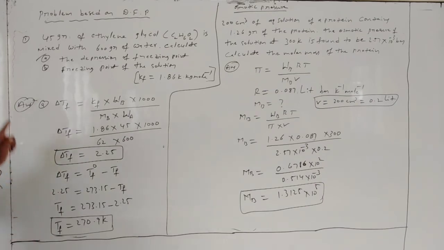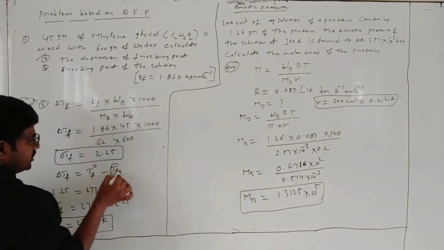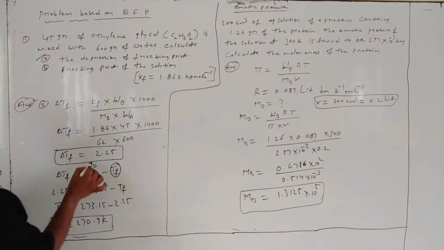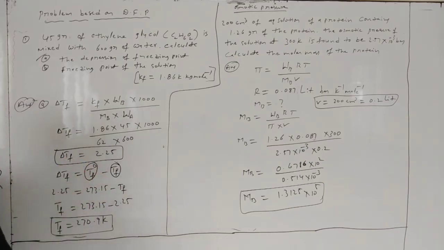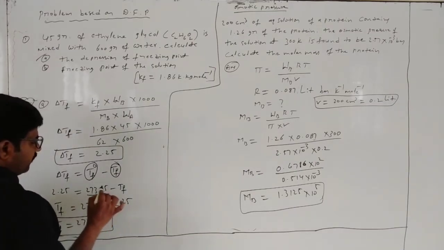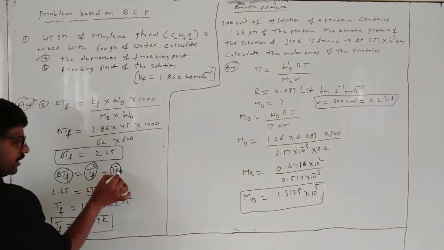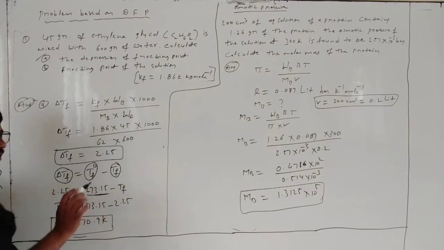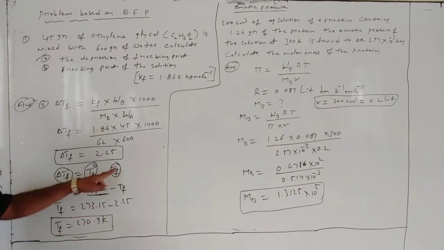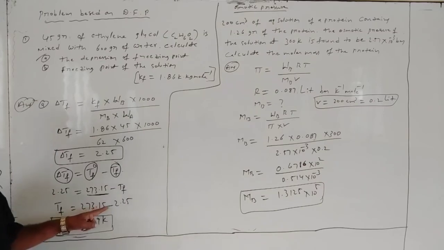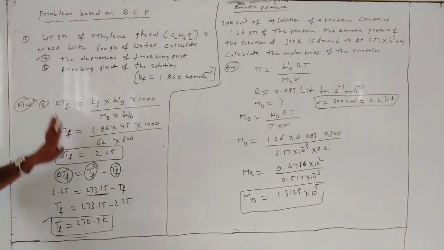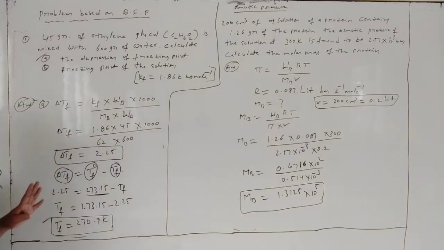Next, we calculate the freezing point of the solution. This is the freezing point of the solution, and this is the freezing point of the solvent. The freezing point of the solvent is always constant, 273.15. You know this value; keep remembering this constant. So Tf is equal to 273.15 minus 2.25. This kind of problem is going to be asked at board level.